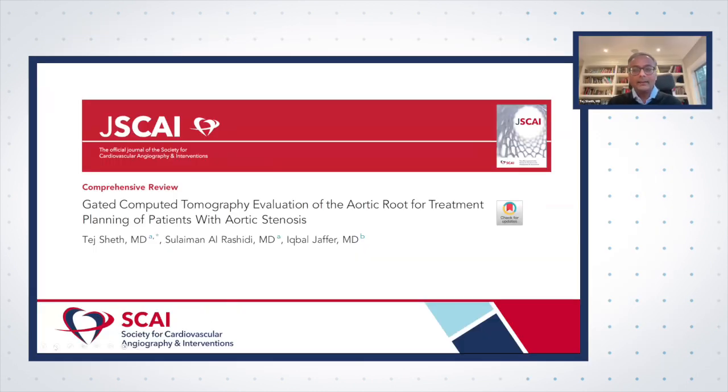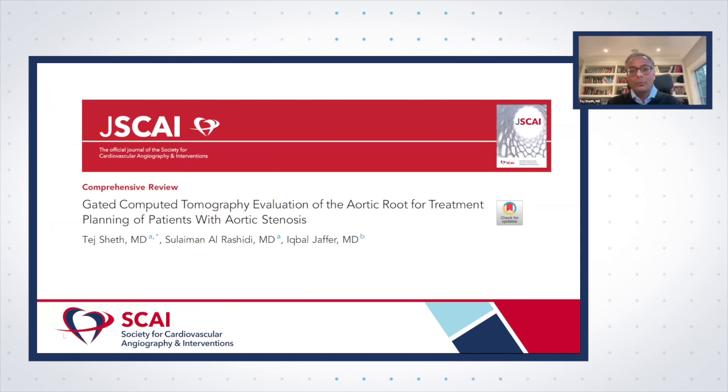I want to highlight one change in terminology that you'll notice in the title of this paper, which is that we've talked about gated cardiac CT or coronary CT for the assessment of the aortic root for aortic stenosis. And we've gotten away from the terminology of TAVR CT, which many of us still use, because I think the reality is in 2024, all patients with aortic stenosis need a CT evaluation for therapy planning.